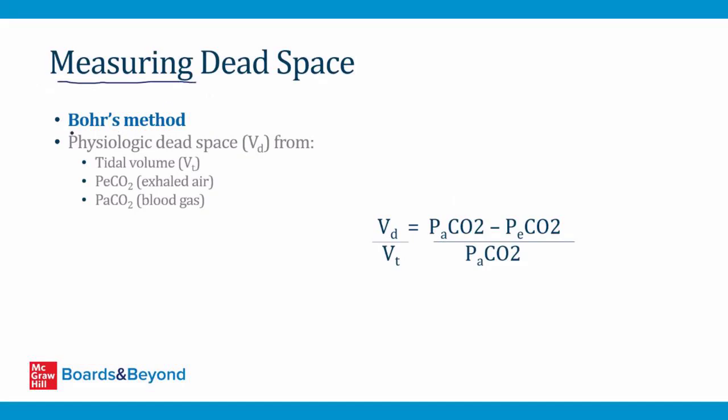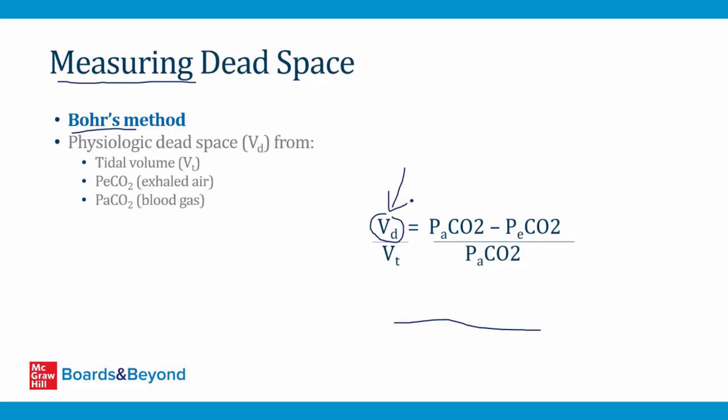And this is done through Bohr's method or Bohr's equation, which is shown here. This is an equation that can determine the physiologic dead space, the V sub D. Remember what I said, it's hard to figure out the subtypes of dead space like anatomic versus alveolar, but we do have ways to determine the total or physiologic dead space, and that's what Bohr's equation allows you to do.